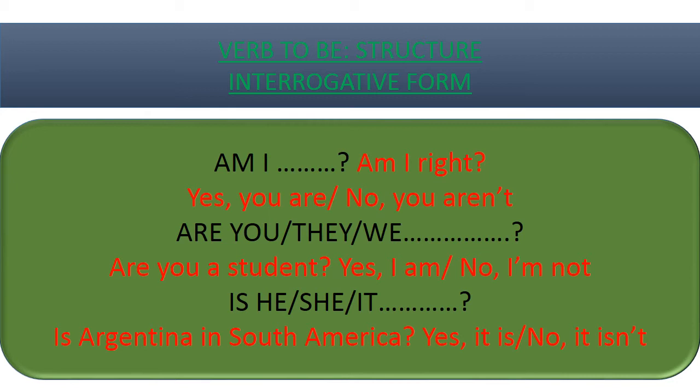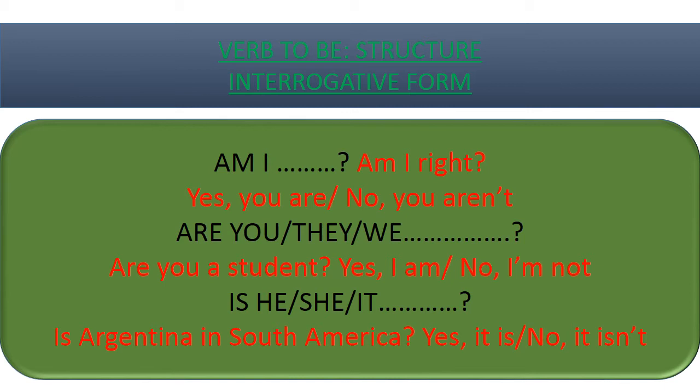Something different is when you have are you, are they, are we. Then in the answer, if you say, Are you a student? You say yes I am, no I'm not. Be careful with that. Are you a student? Yes I am, or no I'm not. Then of course you say, Are they students? Yes they are, or no they aren't.